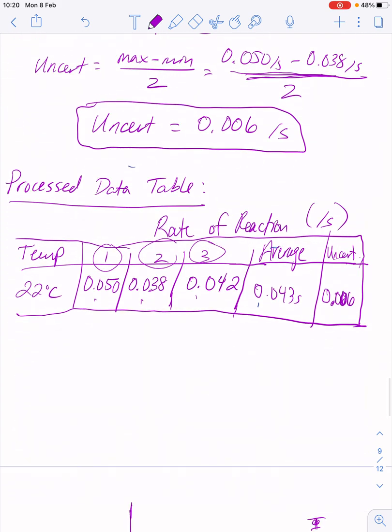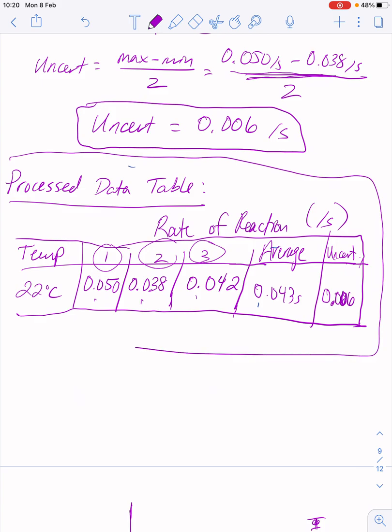So my final processed data table is shown here for this treatment of 22 degrees Celsius. I have the 3 different rate values because I processed all of those, 1 divided by time. This is the average, 0.043 per second, and here is the uncertainty of 0.006 per second.